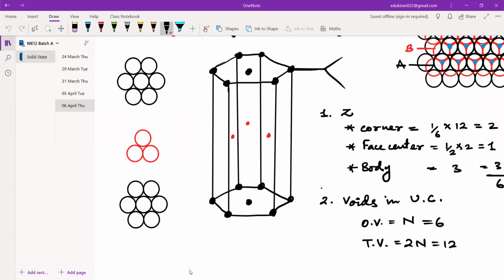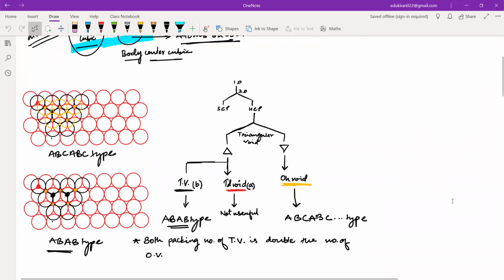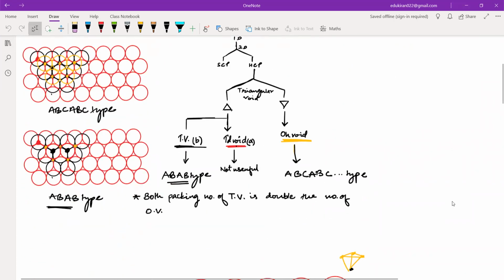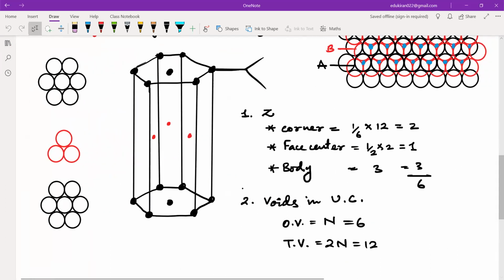If you don't remember how we got N and 2N, let me remind you. At the start of the last class, we had this conclusion that we had 2 tetrahedral voids and 1 octahedral void, and hence both the ABAB type and ABCABC type packing will have tetrahedral voids double the number of octahedral voids. Okay, so let me go back here, and you have got the voids.